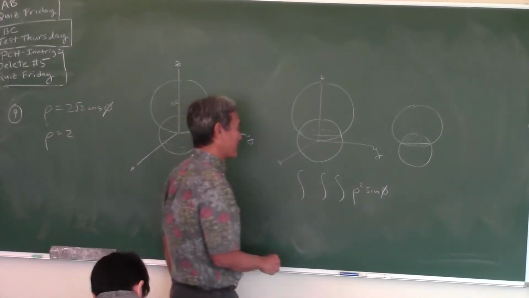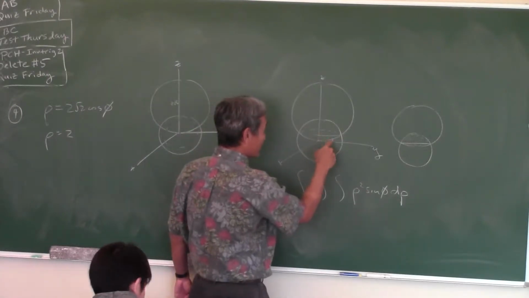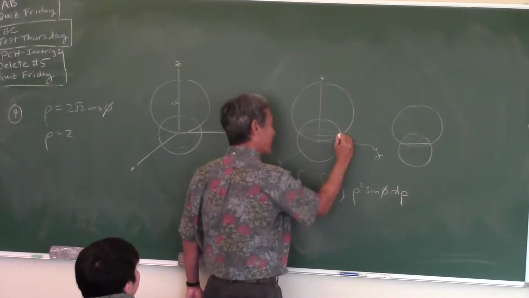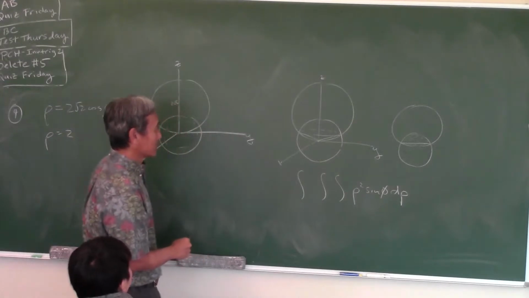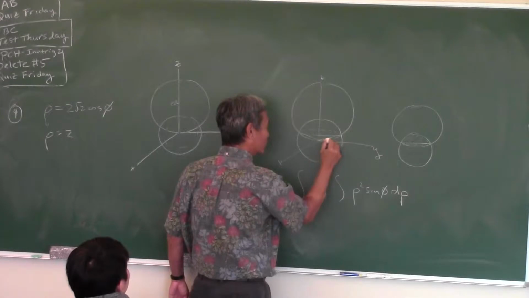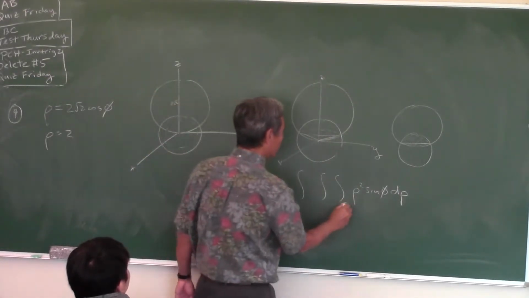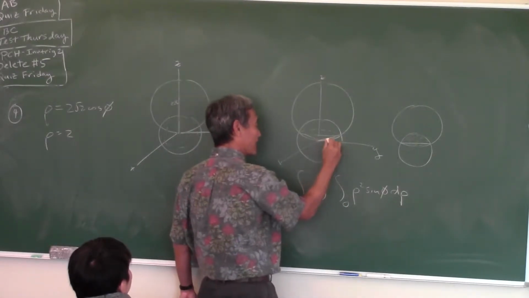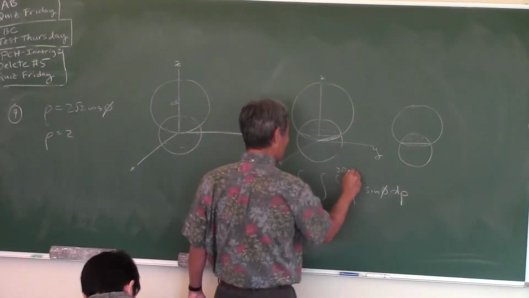So we're gonna integrate with respect to rho first, d rho. Now we're just talking about this bottom region right here, right? Rho is gonna go from 0 to the equation of this curve right there. What's the equation of that curve, which is the upper sphere? 2 root 2 cosine phi.